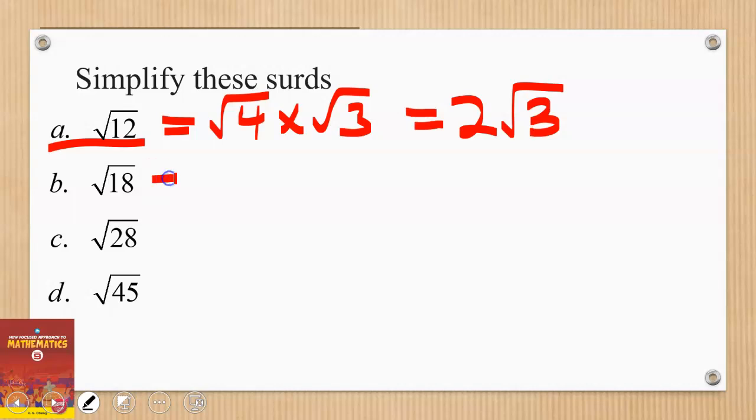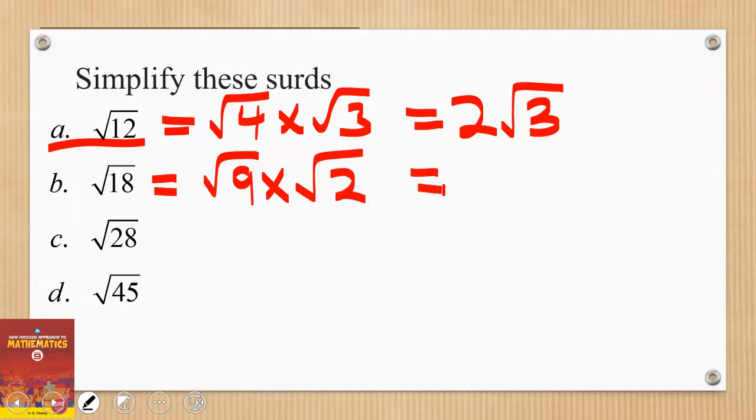If you take 18, which perfect square can divide 18? Can 4 divide 18? No. 9, yes. So 9 can divide 18, which means I'm going to say root of 9 times what will give us 18? That will be 9 times 2. And because 9 is a perfect square, it will give us 3 root 2, and that becomes our answer. I hope it makes sense.